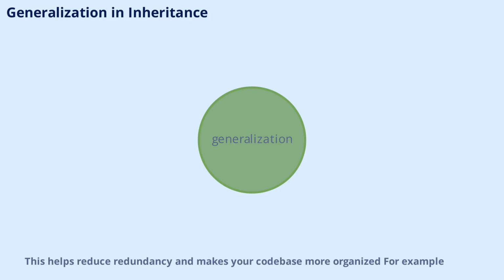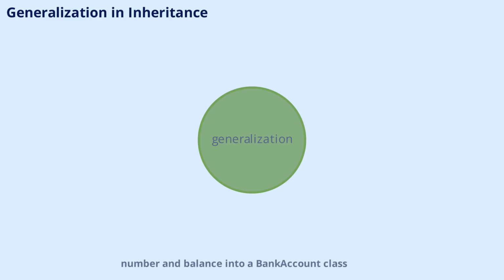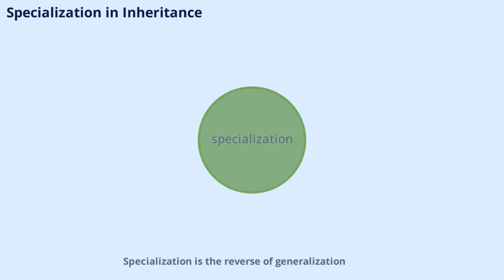This helps reduce redundancy and makes your codebase more organized. For example, you might generalize properties like account number and balance into a bank account class, which can then be specialized into different account types. Specialization is the reverse of generalization. It involves creating new subclasses from an existing class by adding more specific features.